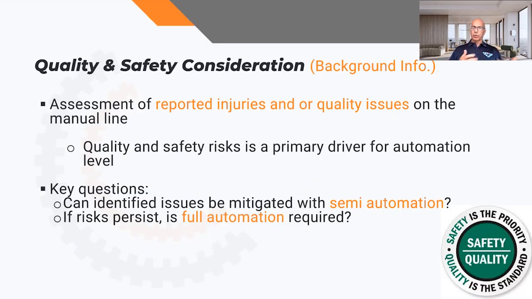So the assessment of the reported injuries and the quality issues on the manual line is very important, so you understand where those injuries might be or where the safety concerns on the product side or the operator side might be. And those are going to be the primary drivers for the automation. The next question would be, can the identified issues be mitigated with the semi-automation process? Because if you can't do that, then that puts the pointer really towards full automation, because you want to get rid of safety concerns, whatever they may be, especially quality concerns.